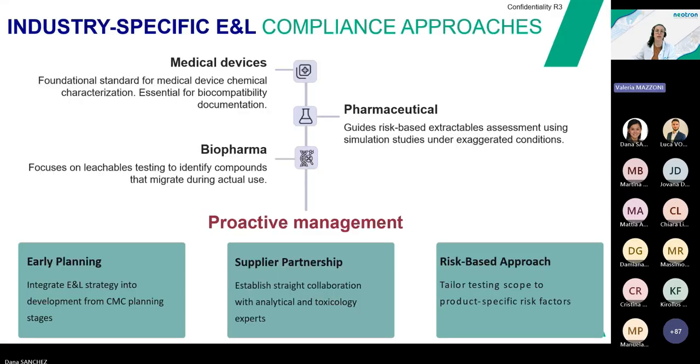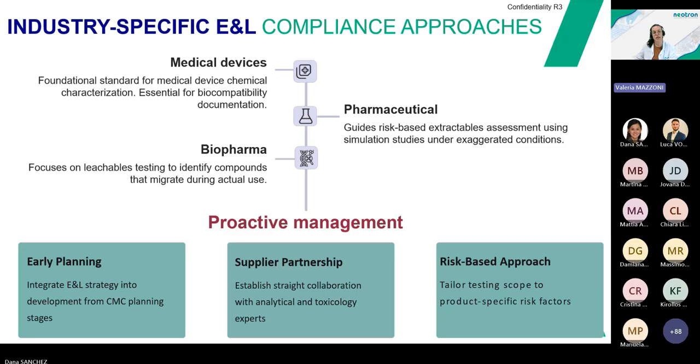When we look at industry-specific expectations, they vary by product type. For example, for medical devices, chemical characterization and biocompatibility are essential factors to be evaluated, while for pharmaceuticals, the focus is largely on container closure systems. And in biopharma, single-use components like bags and filters demand close scrutiny due to high extractable potential, and the focus is mainly on leachables identification.